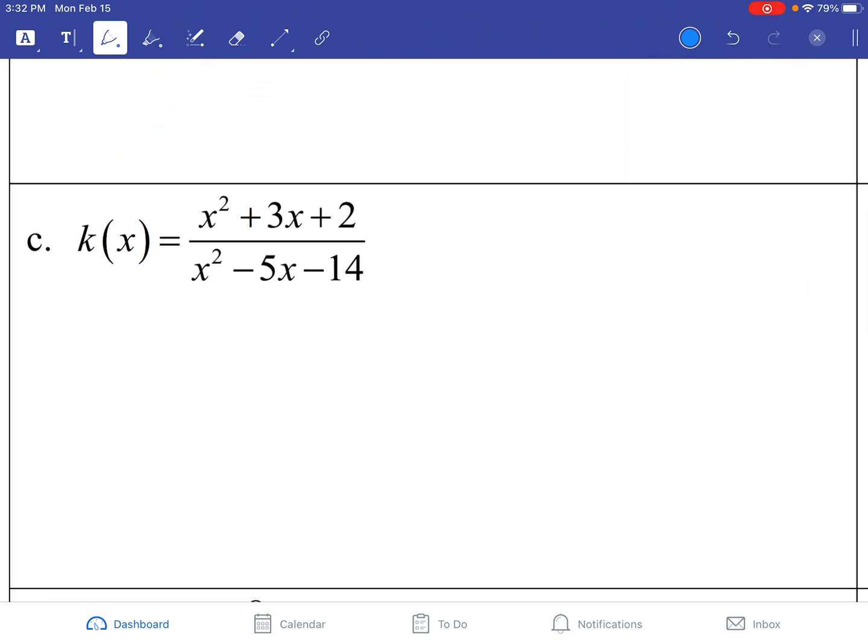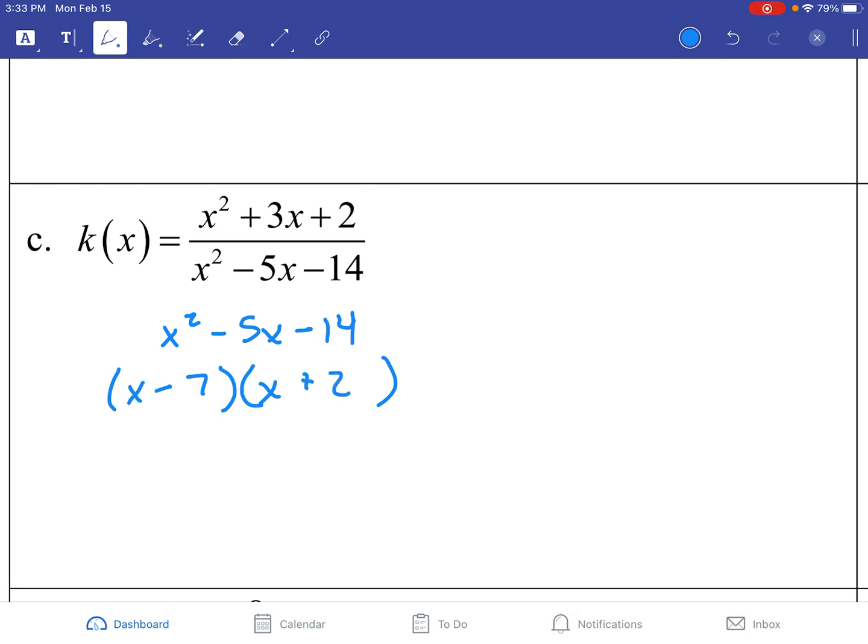Now we have a denominator where it's a quadratic expression. So we have x squared minus 5x minus 14. What we're going to do is we're going to factor this. All right. So two numbers that multiply to give you negative 14 and add up to give you negative 5 would be negative 7 and positive 2.